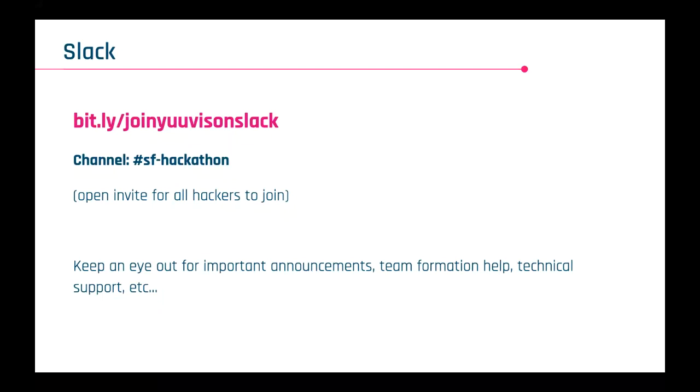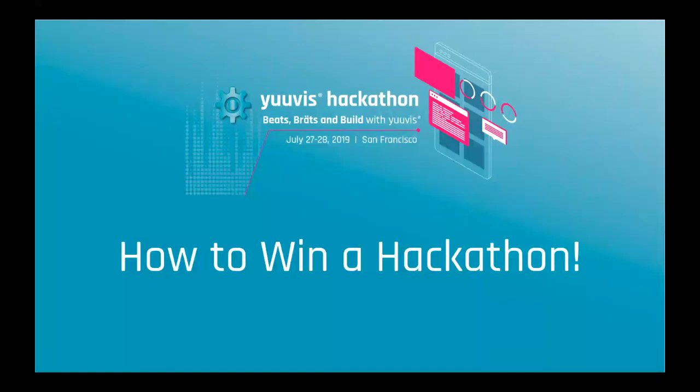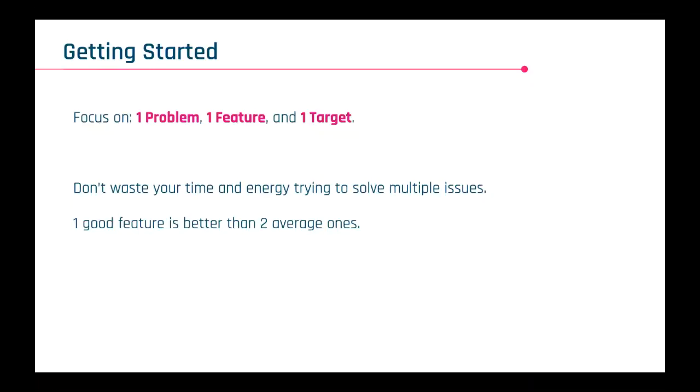All right, so we've gone over a lot of logistical things. I want to give you some advice on how to win a hackathon. When you're getting started on your project, you want to make sure you focus only on one problem, one feature, and one target. You don't want to create a project that focuses on three different features because you may not be able to complete all those features. So focus on one problem, one feature, one target. And remember, one good feature is better than two average ones.